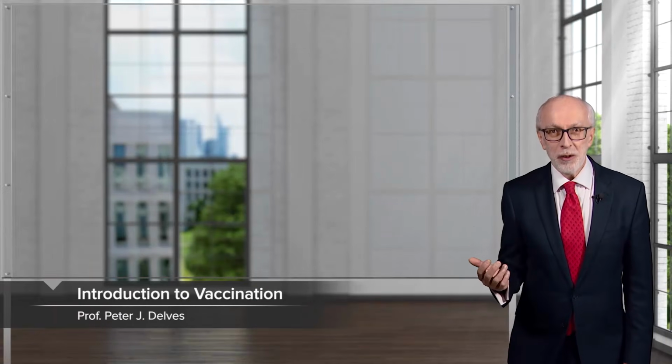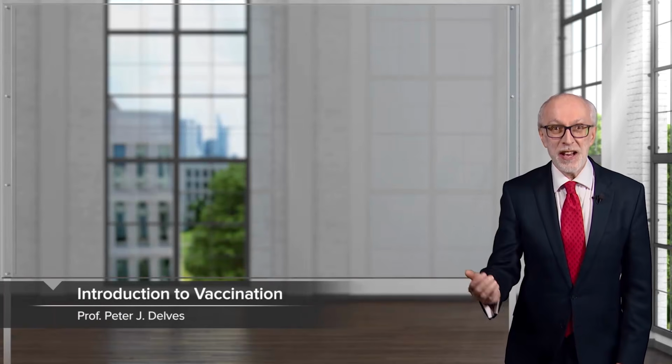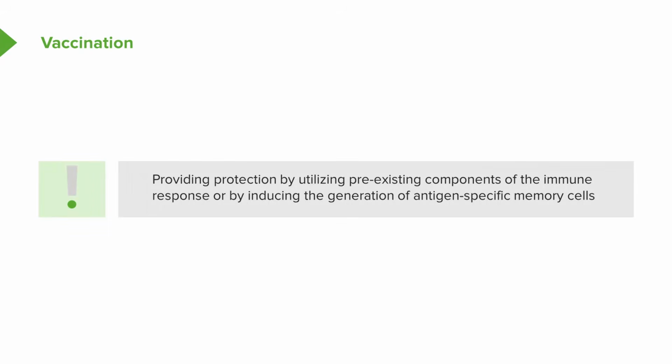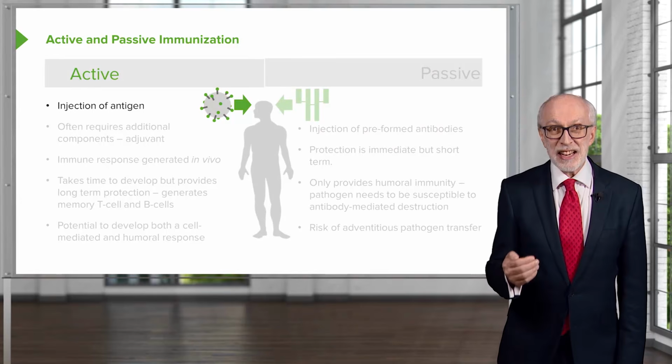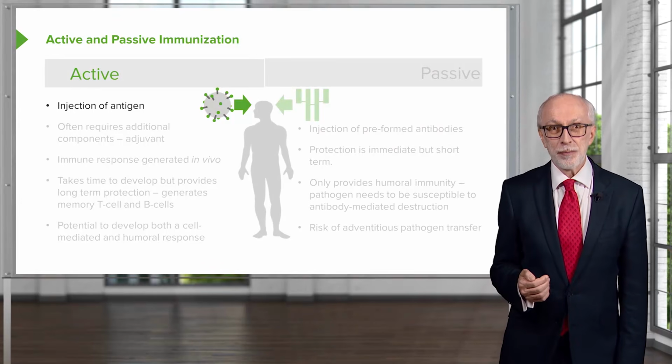If you're wondering, what has immunology ever done for me? Well, the answer is quite simple. Vaccination, a really easy procedure that protects all of us from infectious disease. Vaccination is providing protection by utilizing either pre-existing components of the immune response or more commonly by inducing the generation of antigen-specific memory cells. We can divide immunization into active or passive immunization.